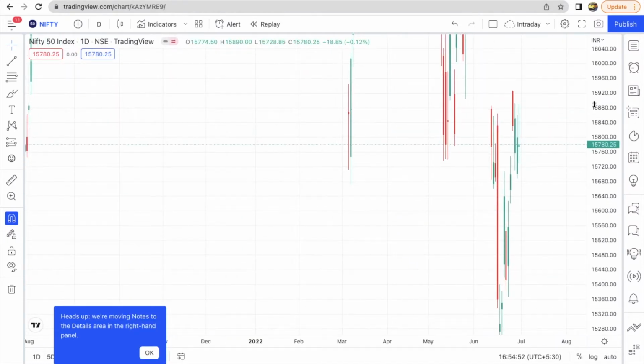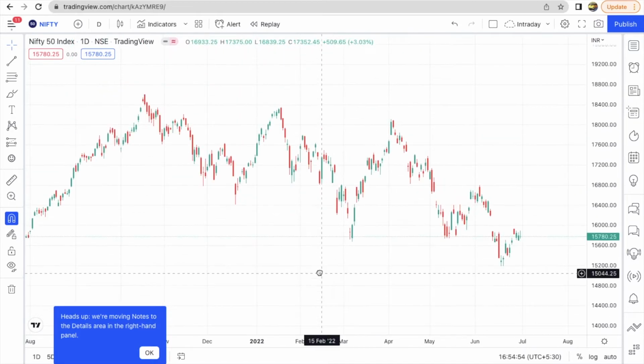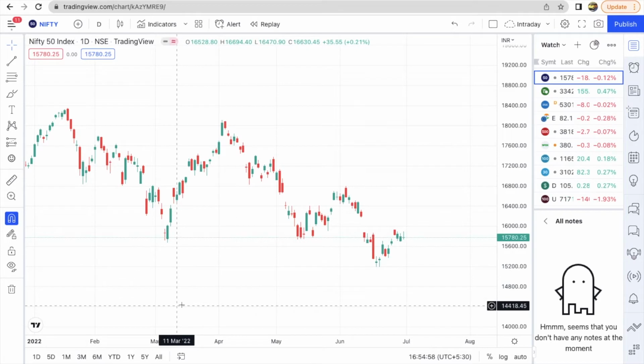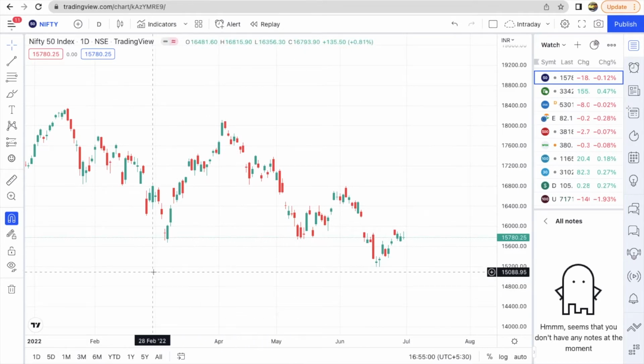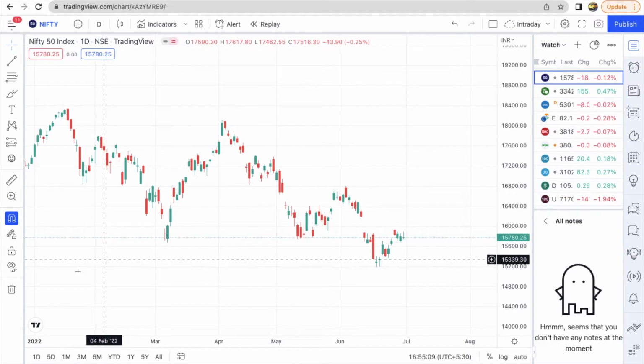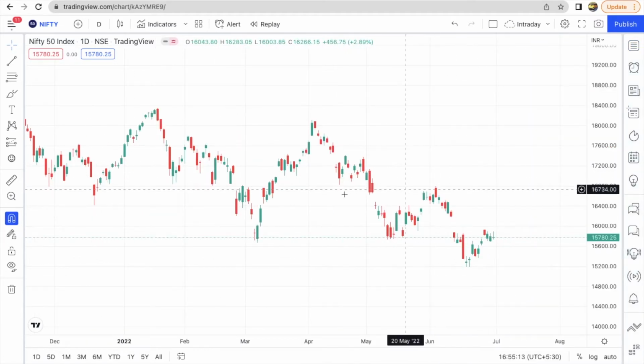So what is the meaning of daily candle? One candle is equal to 1 day. Whatever you are seeing, the x-axis is all the dates. Can you see the dates? And the y-axis is price. This is the price, this is the dates. Date means time. So x-axis is time, y-axis is price. So both the axes we need to say.